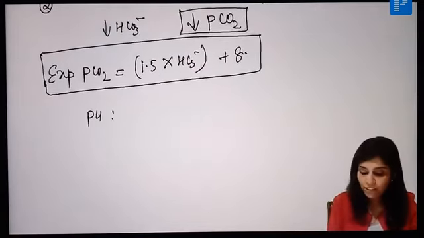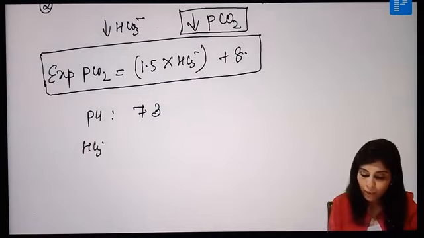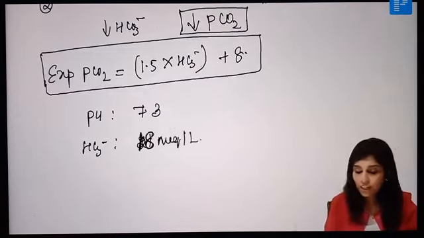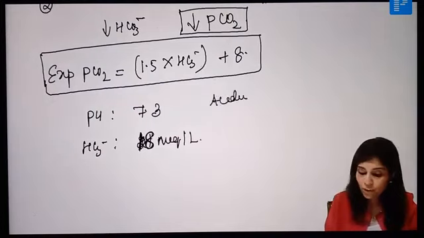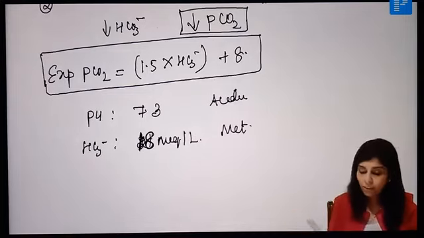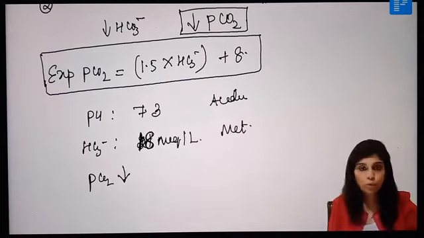Okay, let me give you an example for this. pH of your patient is 7.3. So what is it? This is acidosis. Bicarbonate of your patient is 18 milliequivalents per liter. So what is your diagnosis? It is acidosis caused by a decrease in bicarbonate. So it is metabolic acidosis. Now what is the expected compensation? Expected compensation is a decrease in PCO2.